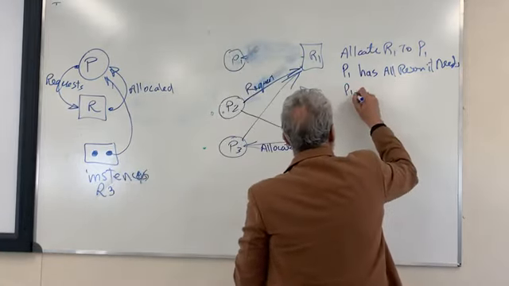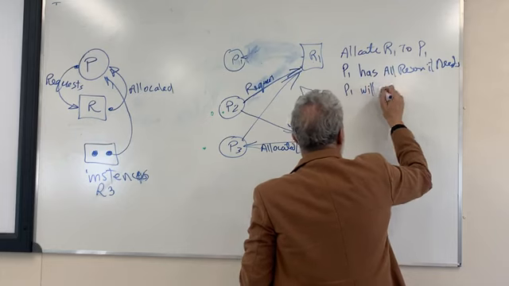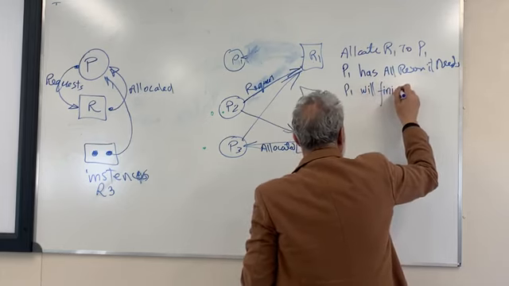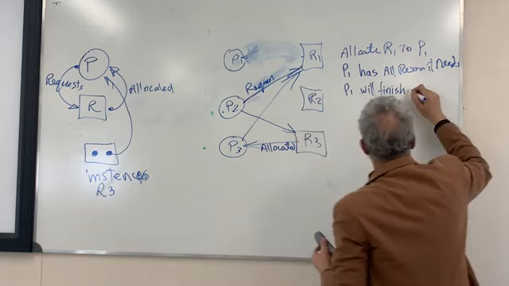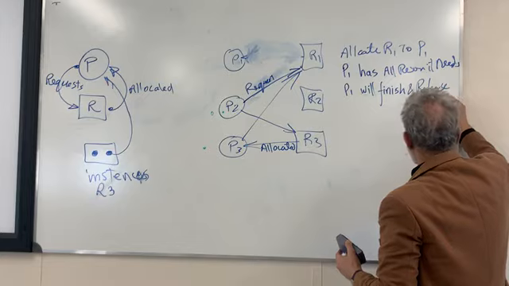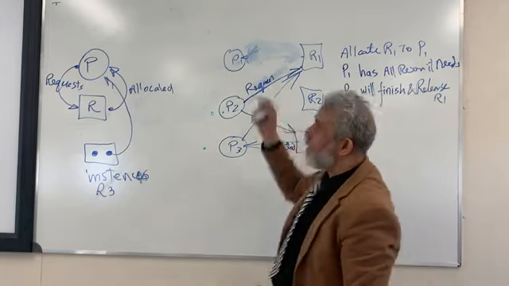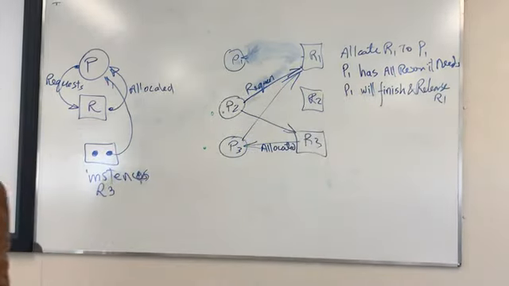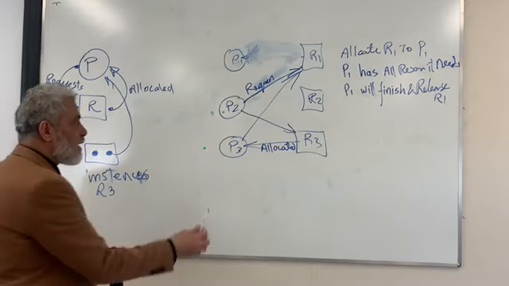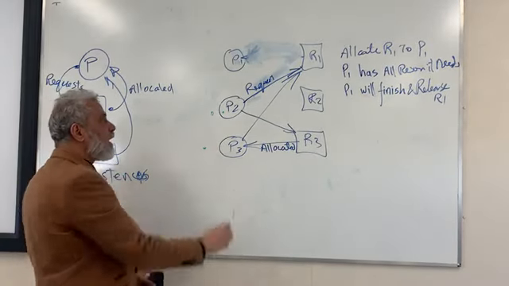So process 1 will finish, and when it finishes, it releases which resource? Resource 1. So process 1 will finish and will relinquish or release resource 1. So now resource 1 is free again. What are we going to do with it? There are 2 processes that need it. Which one would you give it to?